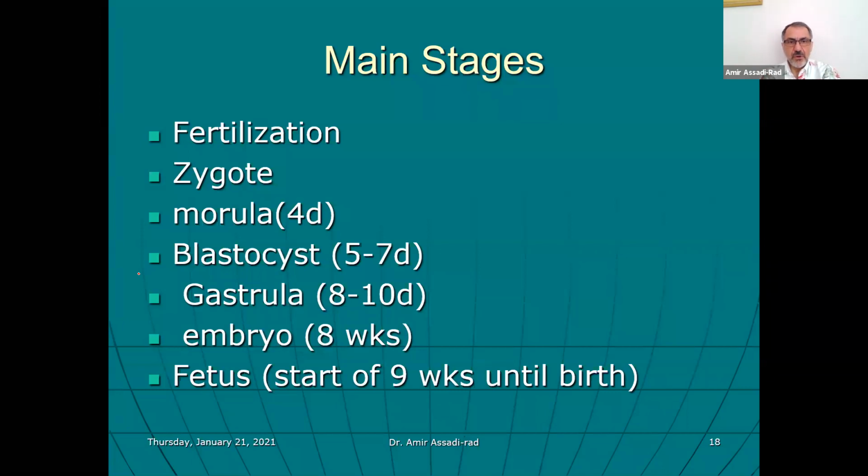Then you have the embryo, which is up to 8 weeks, and then you have the fetus, which starts from 9 weeks until birth. But I would like you to know the order of it. You should know fertilization, zygote, of course, which is not part of embryology, but morula, you should know that. After morula is blastula. After blastula is blastocyst. Blastocyst is the term we reserve for human. The rest of the animal kingdom, we call them blastula. Then you have gastrula, and then neurula, which I didn't mention here. Then embryo, and fetus.